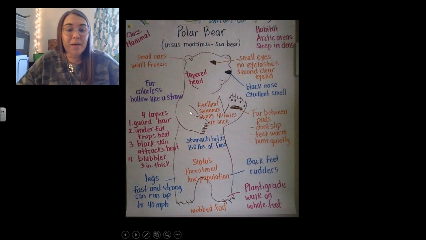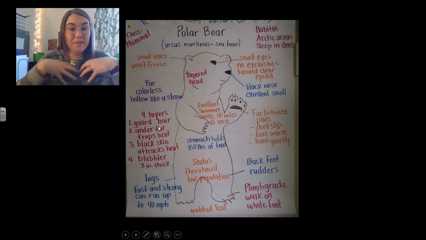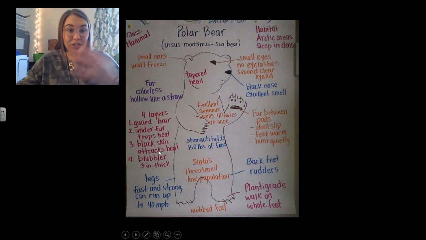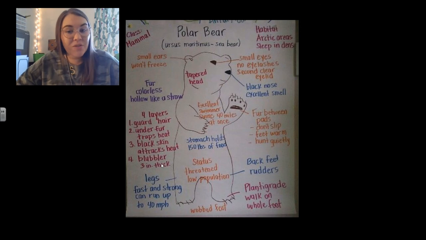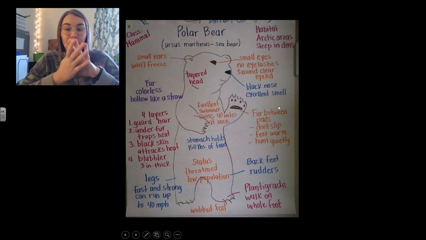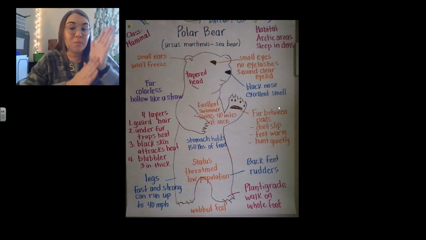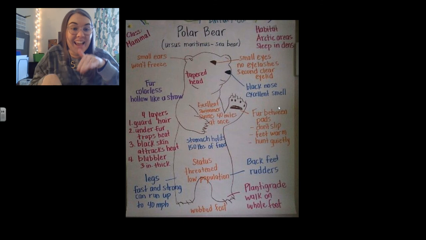Let's talk about their fur. This is one adaptation that helps them survive in the cold weather. Number one, the first layer is their guard hair. The second layer is underfur to trap in the heat. Number three is black skin to attract the heat. And number four is blubber, 3-inch thick blubber, all to keep them warm in the winter. They have super strong legs. The main thing I wanted to talk about was their fur, including the fur between their paw pads so that they don't slip. It keeps their feet warm and they're very quiet when they hunt.